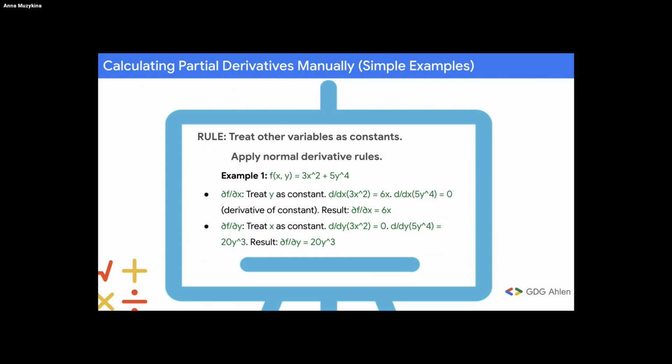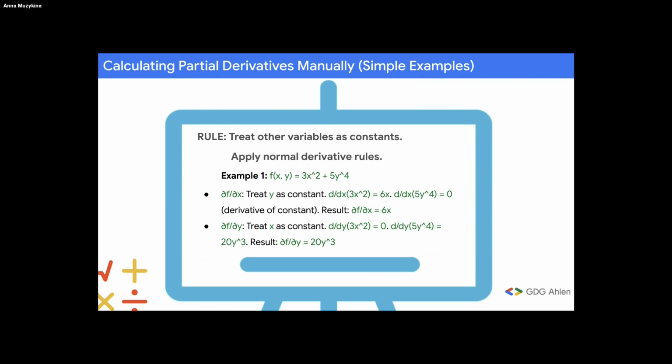Let's practice calculating partial derivatives manually for a couple of simple functions. Remember the golden rule. Treat all variables you are not differentiating with respect to as constants. Example 1, as you can see, where f of x, y equals 3x squared plus 5y to the fourth. To find partial f, partial x, we treat y as a constant. And the term 5y to the fourth is therefore just some constant number.